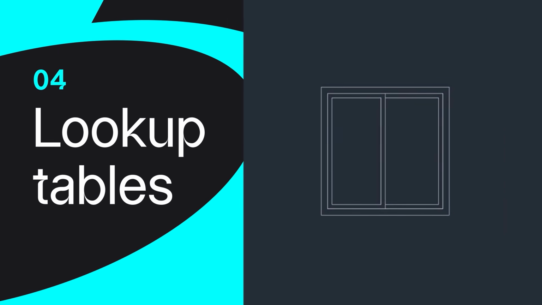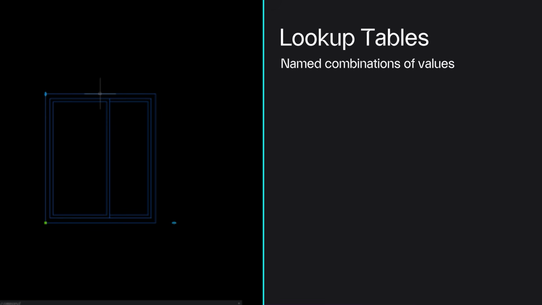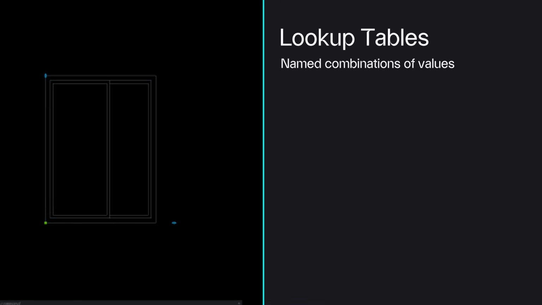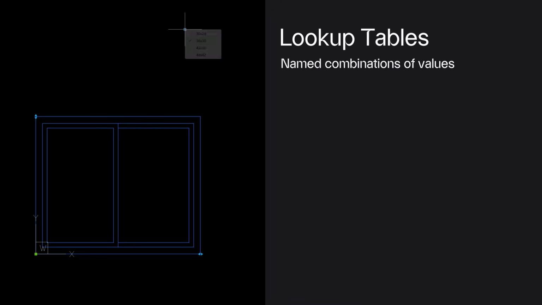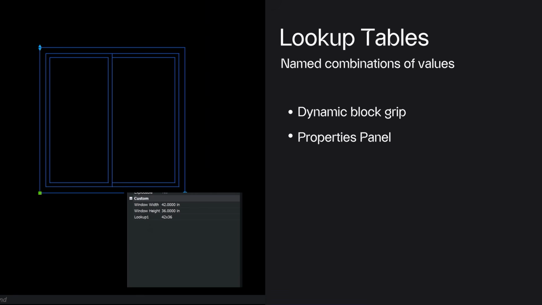We've also continued enhancing the dynamic block editing environment, and now it includes support for lookup tables. A lookup table is a dynamic block that defines named combinations of values that determine how that block behaves for each allowed configuration. So rather than manually adjusting multiple parameters, users can simply select from a predefined set of combinations that are available either through a lookup grip right on the block or from within the Properties panel.